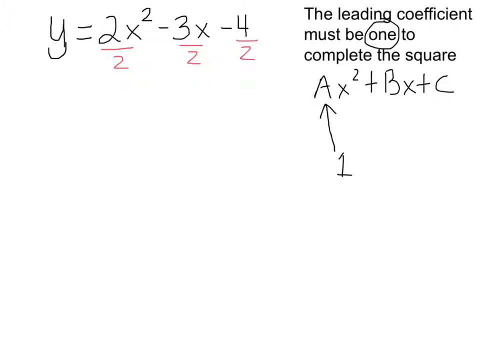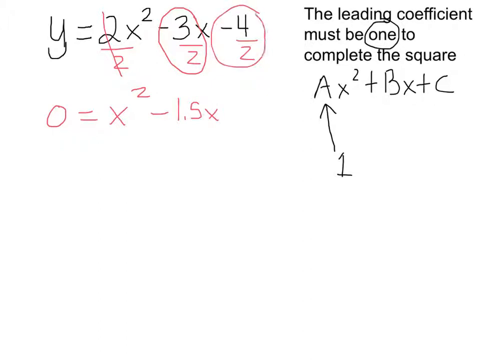And so I'm going to replace this y with a 0. 0 equals x squared, because the 2's cancel, minus negative 3 over 2 is negative 1.5x, and negative 4 over 2 is negative 2. Okay, so now I'm trying to solve this equation right here by completing the square. So now I'm going to rewrite it where the equal zero is last. So I'm going to rewrite it as x squared minus 1.5x minus 2 equals 0.